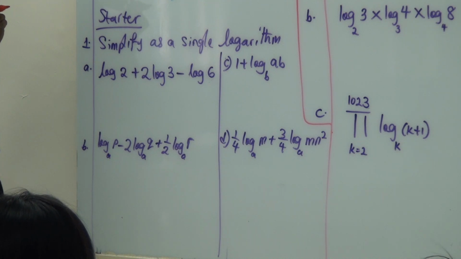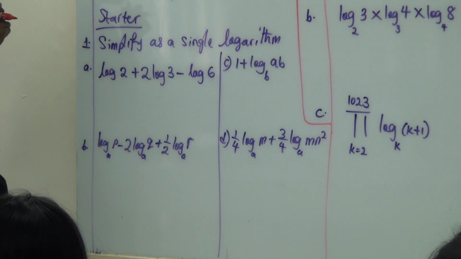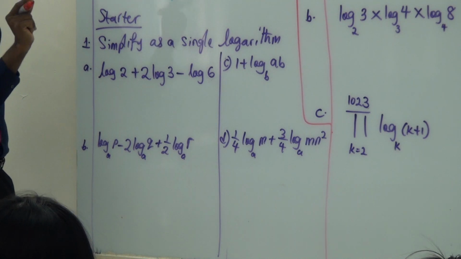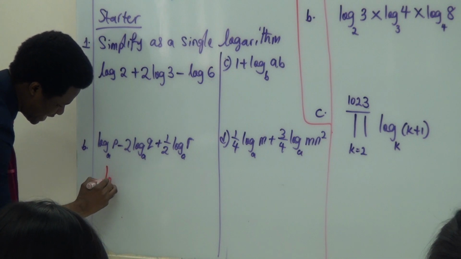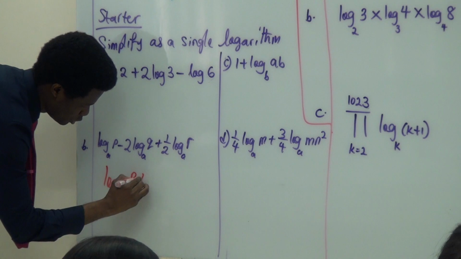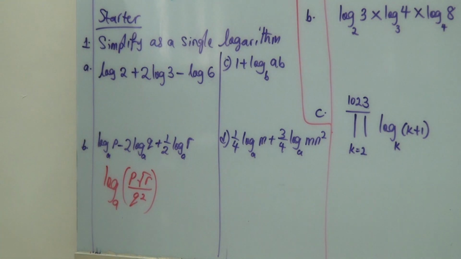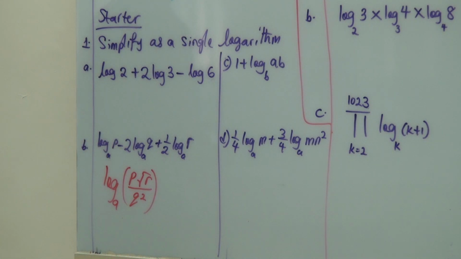What about this? Log base A, P over Q squared, times R. Can you put that in a better form? Root R. You didn't say it, but when I see the way you were. So you were supposed to get log base A, P root R over Q squared. That's what you should get. If you write R to the power half is fine, but write it better.